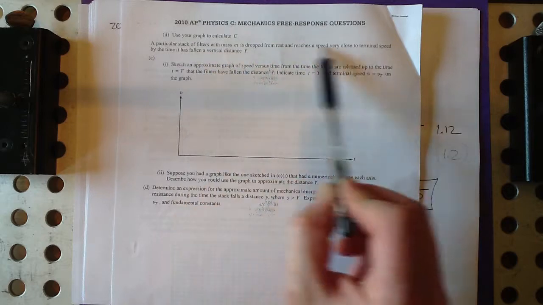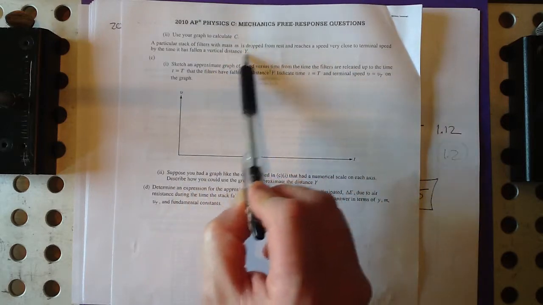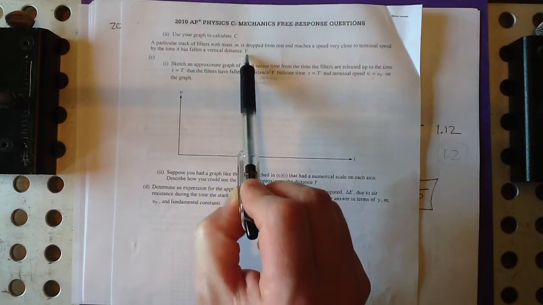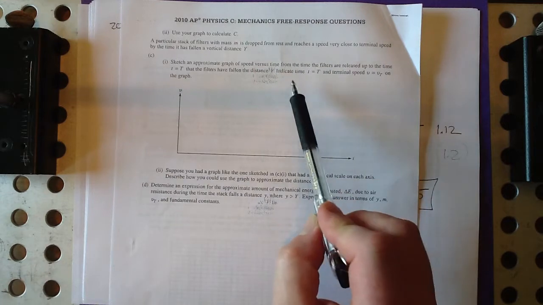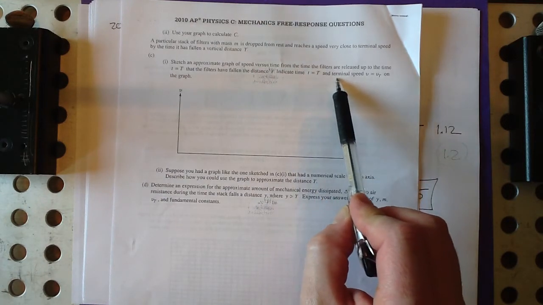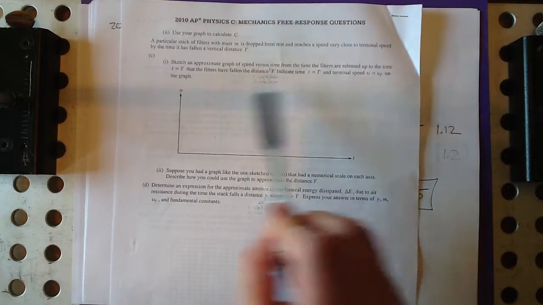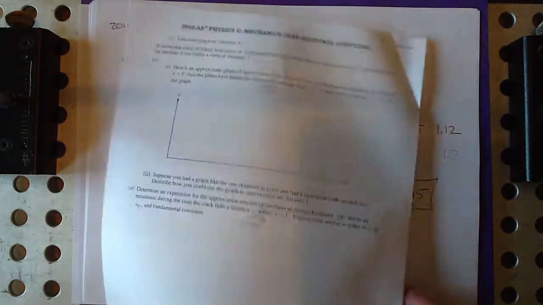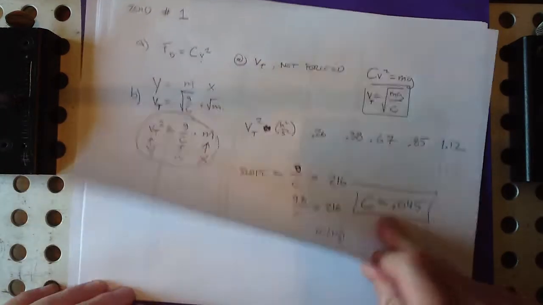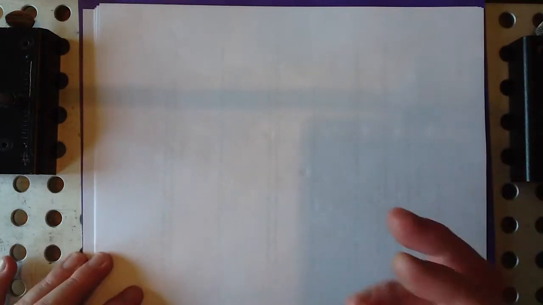So in other words, it's very close to terminal speed by the time they fall in that distance. So all that means is we better get real close to the terminal velocity. Indicate time t equals t and terminal speed v equals vt on the graph. All right, that's pretty easy. We did something real similar to that last problem.